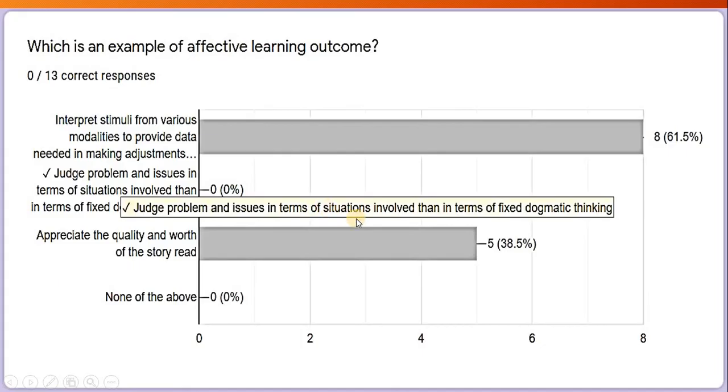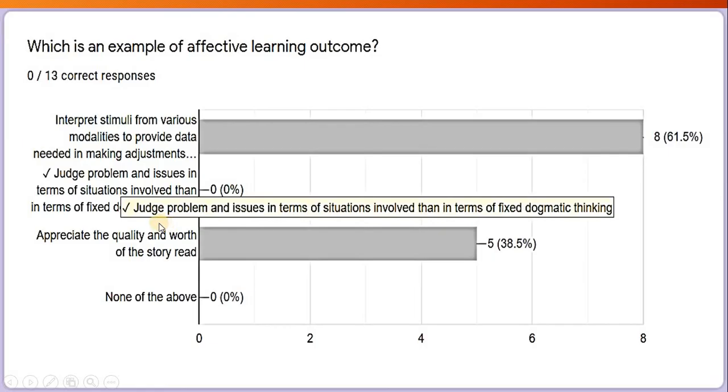Looking at the second option, judge problem and issues in terms of situations involved than in terms of fixed dogmatic thinking. If we talk about fixed dogmatic thinking, ito kasi yung you live by the rules. So, halimbawa lang, ang issue natin ay ang mga squatters na nagtayo ng bahay sa gilid ng ilog. Bawal yon, ano? So by the book, by our rules and regulation, bawal talagang mag-squat sa tabi ng ilog. Halimbawa sa Pasig River, maraming squatters doon. Now, nabagyo sila, nawalan ng bahay at naanod ang mga kagamitan. Humingi sila ng tulong. Pag sinabing dogmatic thinking, sasabihin mo siguro, bakit kasi kayo nagtayo ng bahay dyan sa Pasig River?